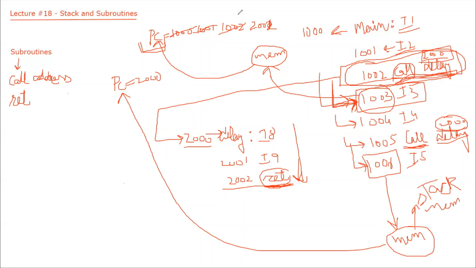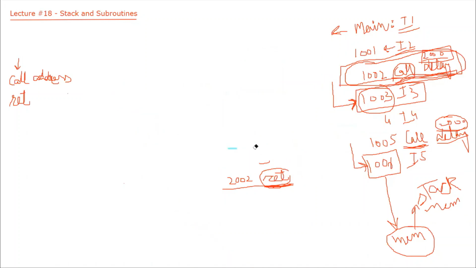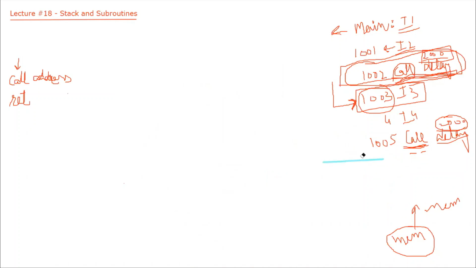Okay. So let me explain both the call and return instructions, then we will be able to understand how stack is used in subroutines. Let's first discuss the call instruction. What is the format of call? Call, then a 16-bit address. As you can see, it is a 3-byte instruction: 1 byte is the opcode and 2 bytes are the operands.